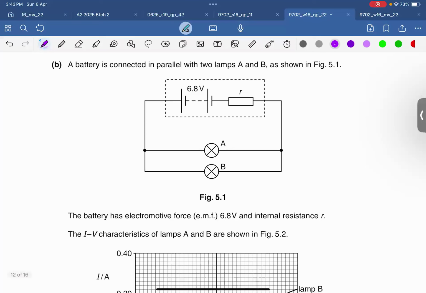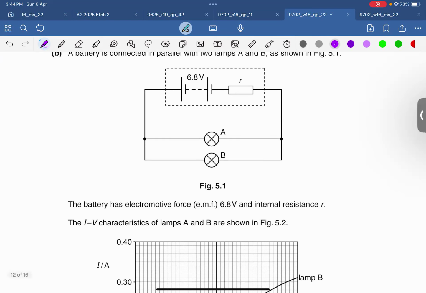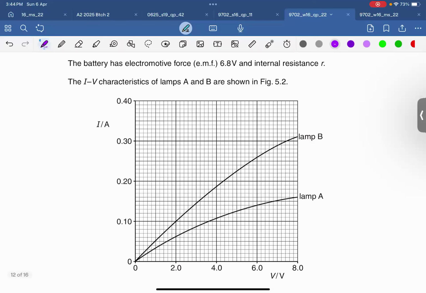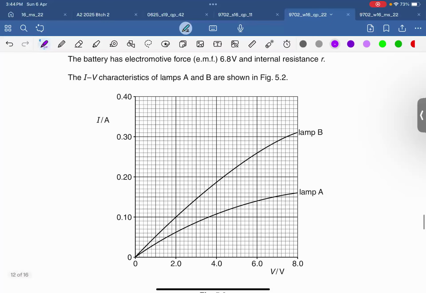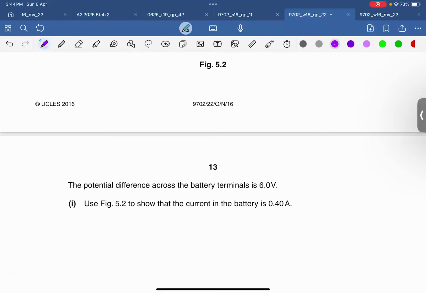A battery is connected in parallel with two lamps A and B as shown in figure 5.1. The battery has electromotive force 6.8 volts and internal resistance r. The I-V characteristics of lamps A and B are shown in figure 5.2. The potential difference across the battery is 6 volts. Show that the current in the battery is 0.4 using figure 5.2.